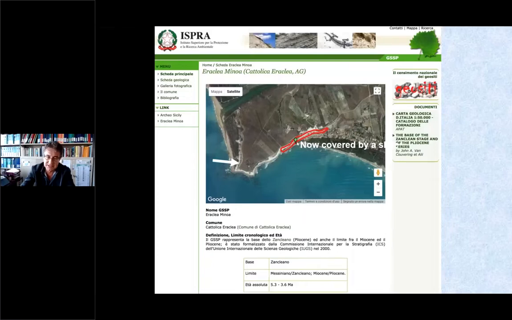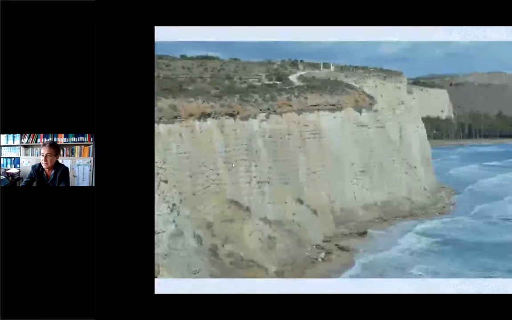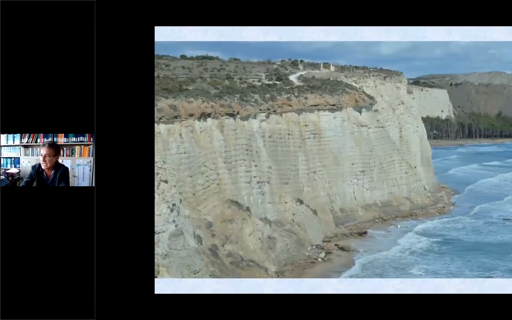So this is the ancient GSSP proposed by Fritz, completely covered by Trubi fallen down from the cliff. In this part, there is a nice contact, but it's really dangerous due to the slides that sometimes occur during the winter. So now the best outcrop is just behind the promontory.